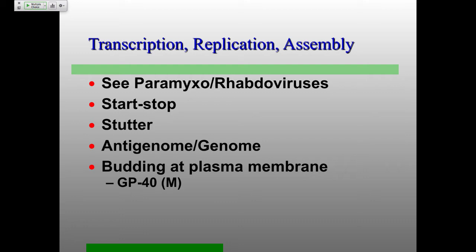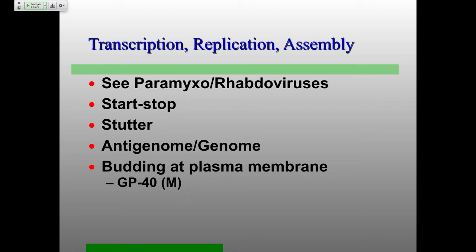Excuse me. Transcription, replication, assembly should seem really familiar now. A lot like paramyxo and rhabdoviruses, there's the same sort of start-stop process, the same sort of stuttering for putting on poly A tails, the same role of NP protein in terms of genome and antigenome, and making messenger RNA or not making messenger RNA, and the budding happens at the plasma membrane through this VP40 protein.